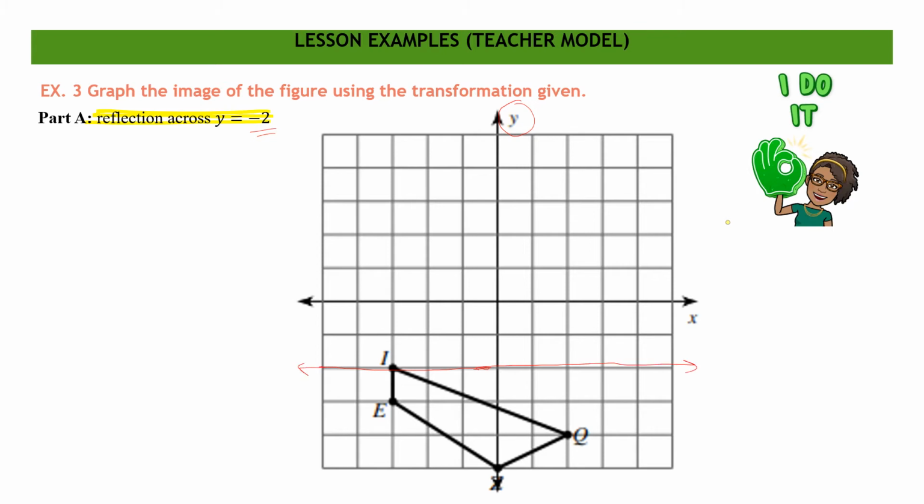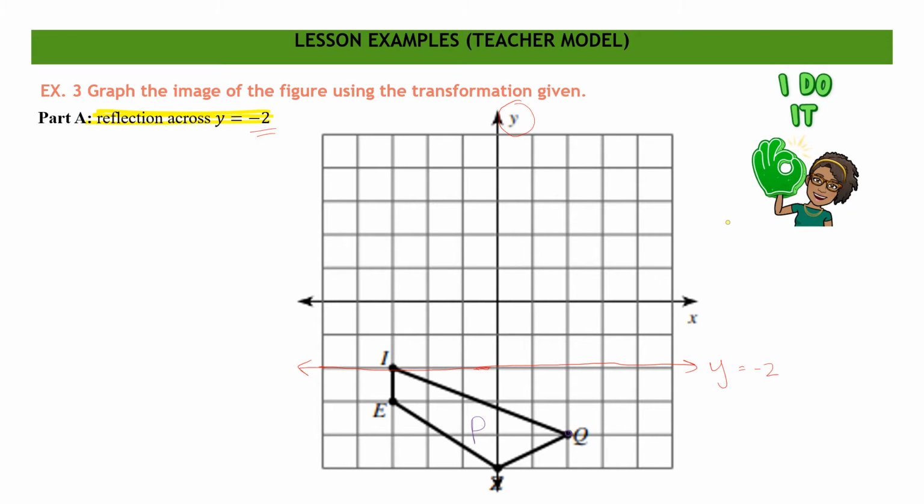So this is my line, and let's label it y equals -2. So now that I have my reflection line, now I can just apply the definition of what a reflection is. I take every point in my pre-image, and all those points in my pre-image are equally distant from the reflection line as the corresponding points in my image are.